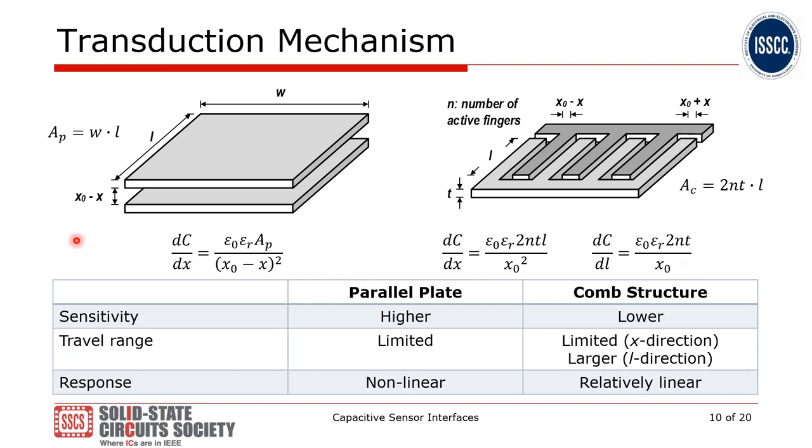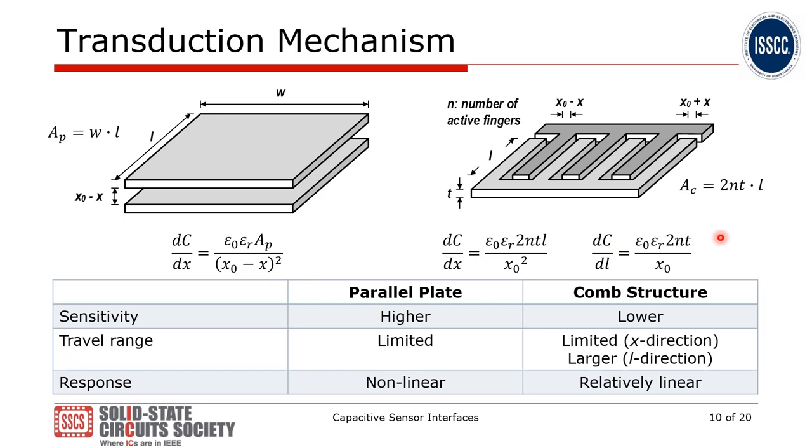For the parallel plate, as the capacitance change is proportional to the overlap area, it can achieve a very high sensing sensitivity. However, in the X direction, the requirement of a small separation between the electrodes can limit the travel range. Also, the capacitance change is nonlinear to the electrode movement in the X direction, and typically more calibration effort is required to achieve high sensing accuracy.